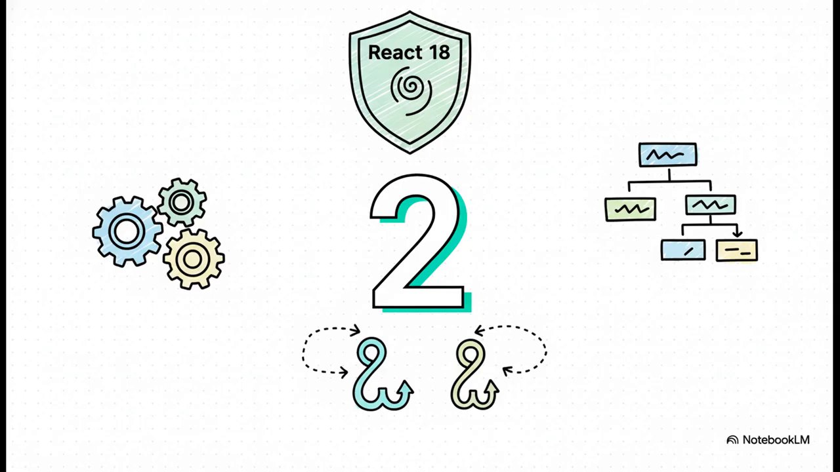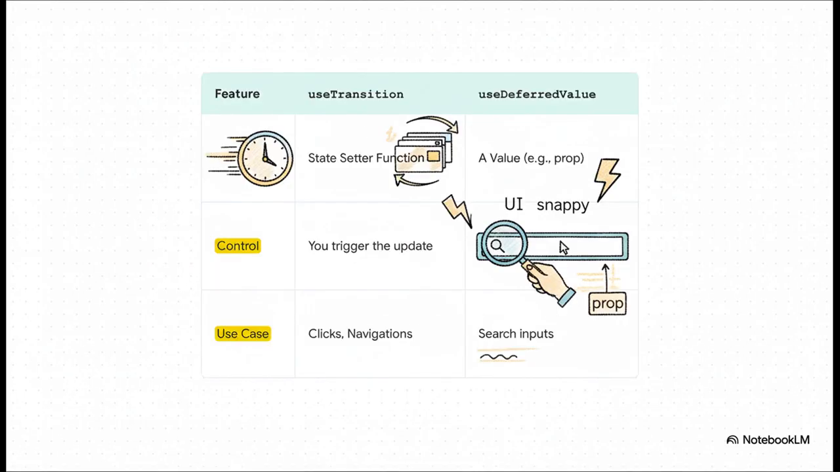And to help us manage this, it gave us two super powerful new hooks. The first one is useTransition. This lets you tell React, hey, this state update, it's not super urgent. You can mark it as low priority, which is amazing for keeping your UI snappy during something like a complex page navigation. Then there's useDeferredValue. This is for when you need to delay a re-render based on a value you don't actually control, like a prop that's coming in. It is absolutely fantastic for things like a live search input, making it feel perfectly smooth and completely non-blocking for the user.